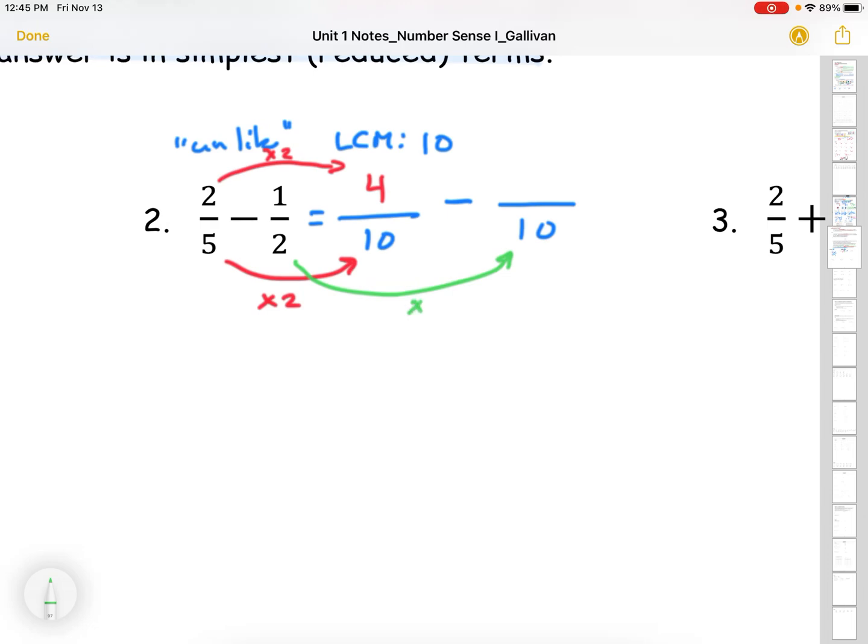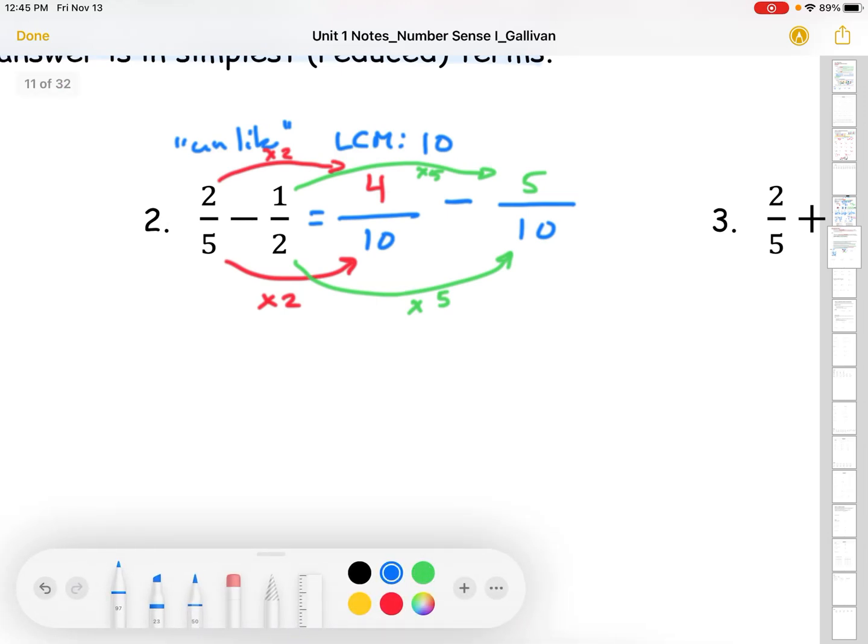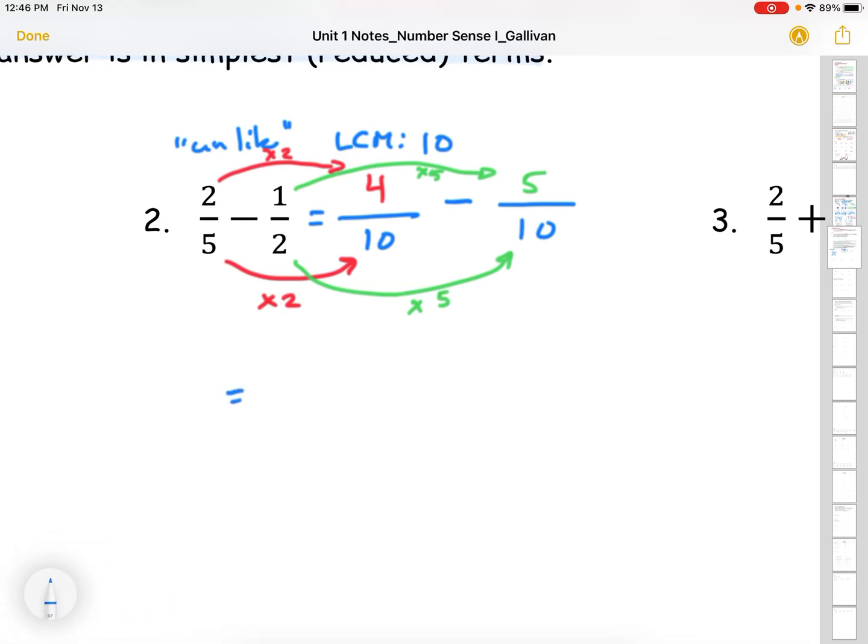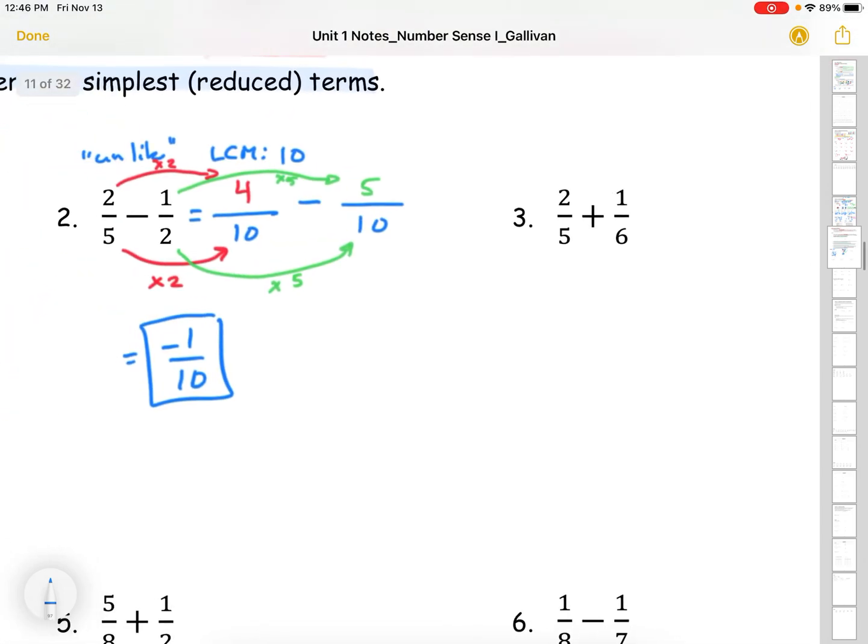1/2, I multiplied 2 by 5, so I multiply 1 by 5. Okay, now I can do my subtraction. So 4 minus 5 is -1 over 10. Okay, and it's already in lowest terms, so I cannot reduce it any further.